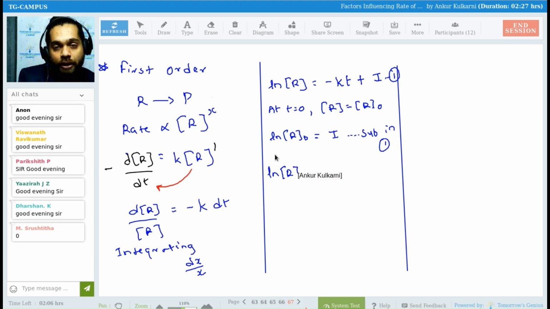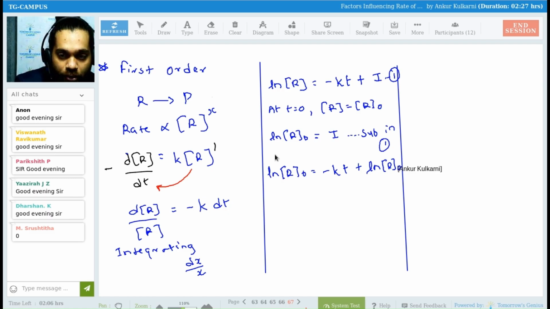So what I will get, everyone? Ln r0 is equal to minus kt. Same thing what we have done for the zero order. Ln r0. Oh, over here it should be done r. Ln r is equal to minus kt plus ln r0.